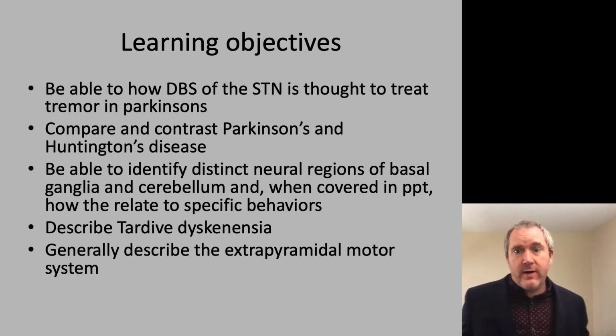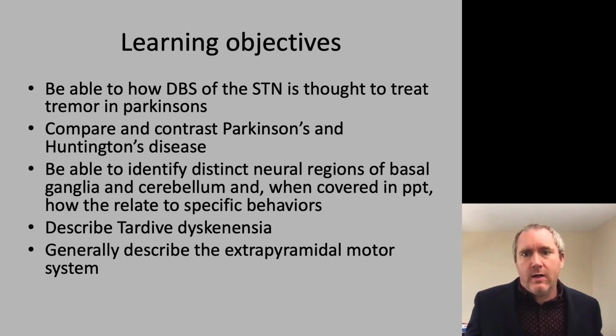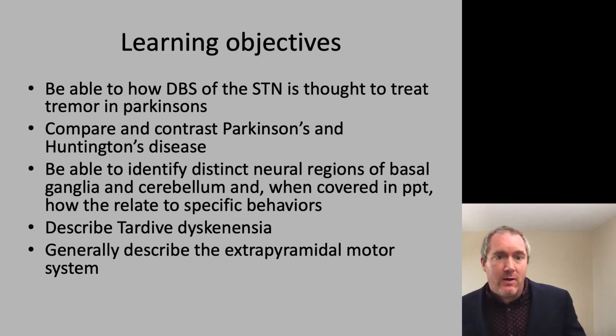For this PowerPoint, I would like you to be able to describe how deep brain stimulation of the subthalamic nucleus is thought to treat tremors in Parkinson's disease. I'm going to emphasize the subthalamic nucleus in my explanation here. There are other regions, like part of the substantia nigra, that can be targeted, but just for the sake of only having to explain one mechanism, I am going to explain this through the context of the subthalamic nucleus.